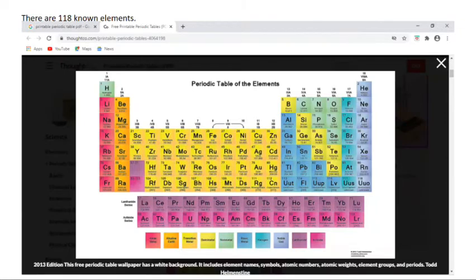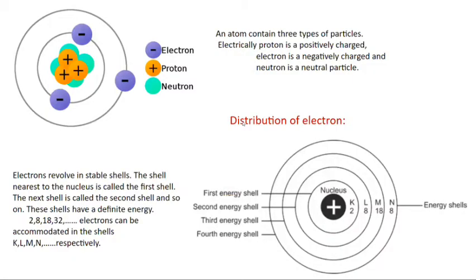Today I am taking the subtopic of inside the atom. You know, there are 118 known elements. First element is hydrogen, second is helium, lithium, and so on. Now, atomic structure.